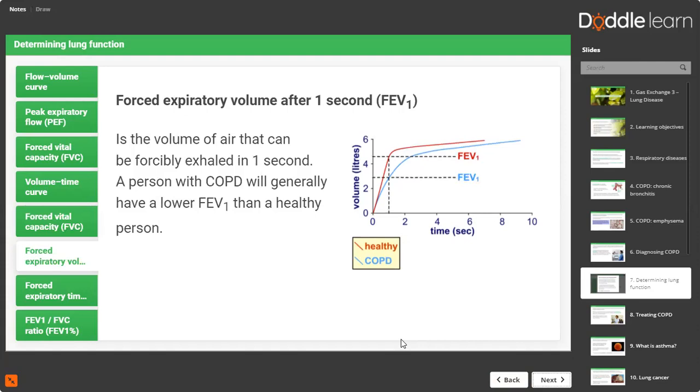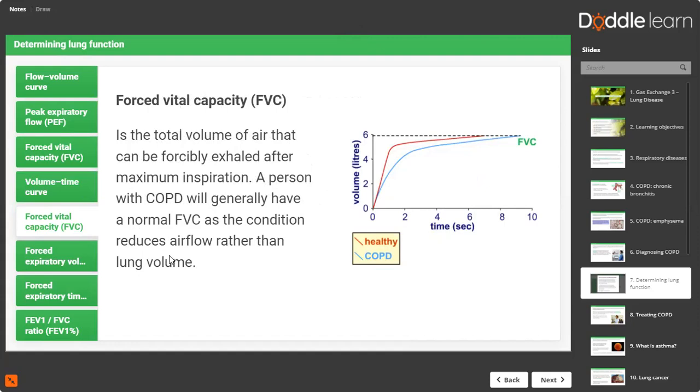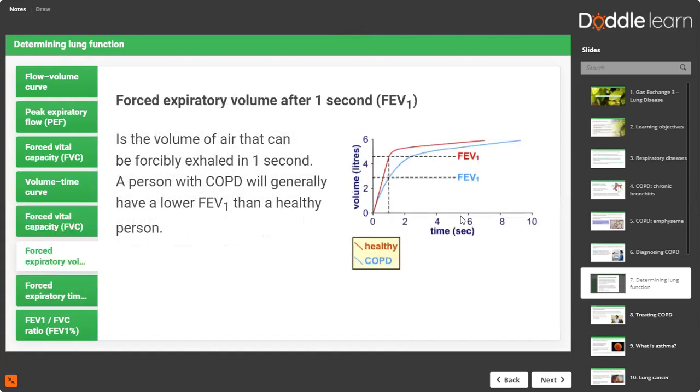So forced expiratory volume after 1 second is something we'll look at with the volume time curve. So this is the volume of air that can be forcibly exhaled in 1 second. So a person with COPD will generally have a lower forced expiratory volume after 1 second than a healthy person. And that's because, like we were saying here, our airflow is being reduced rather than lung volume. So because the airflow is reduced, we can't get as much air out as quickly as a healthy person.